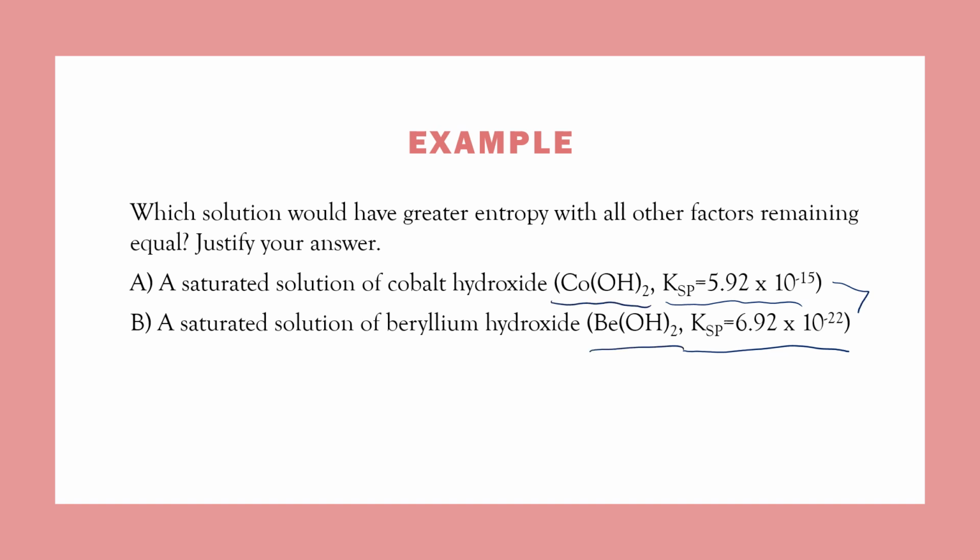The cobalt 2 hydroxide has 3 total particles, 1 cobalt, 2 hydroxides. The beryllium hydroxide has 1 beryllium, 2 hydroxides. So since I have the same number of particles, I can compare their KSPs. I know that the cobalt 2 hydroxide is going to produce more particles, it's going to dissolve more. So therefore it's going to have a greater entropy because there's more separate particles, there's more potential arrangements in space. So A.